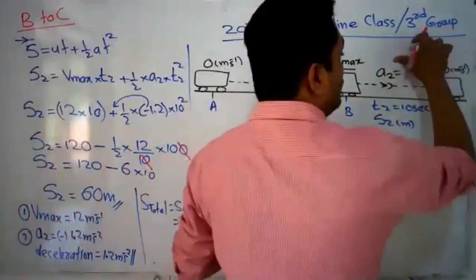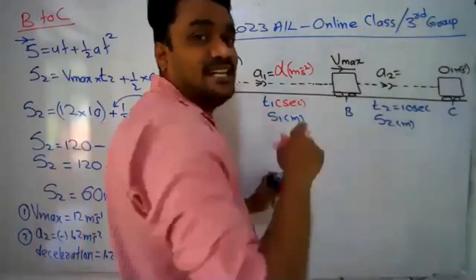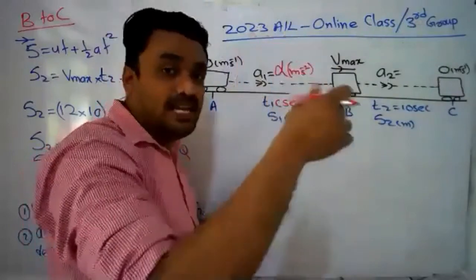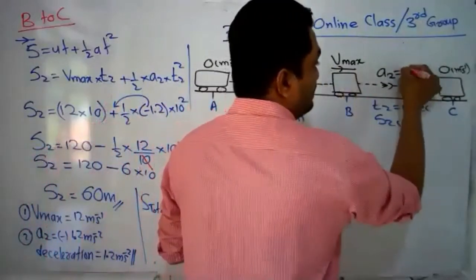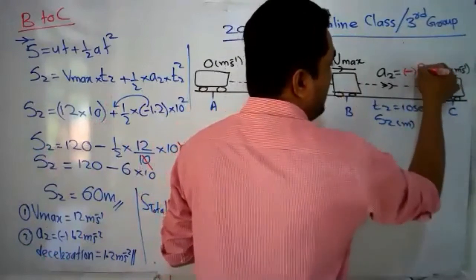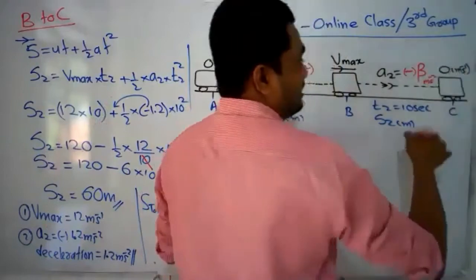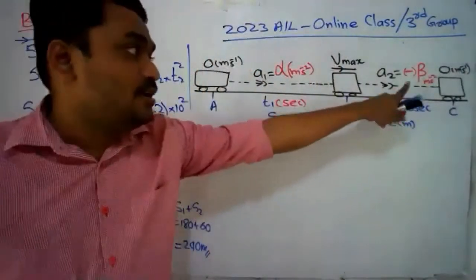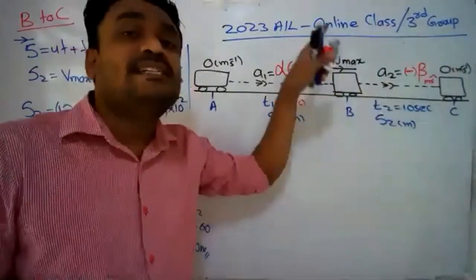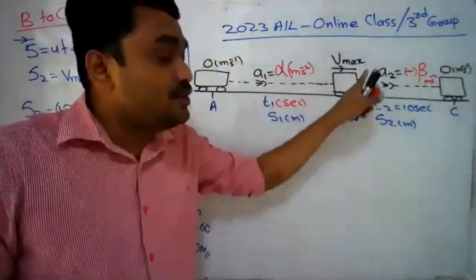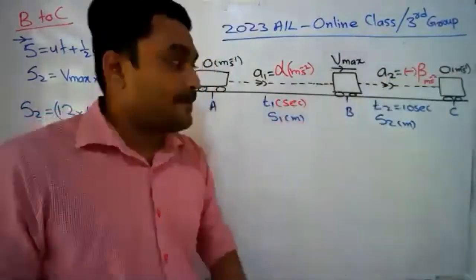So A2 is acceleration. B to C has a deceleration, and the deceleration is said to be beta. As it's a deceleration, we have to say A2 equals minus beta. The unit is meter per square second. Why did I put a minus sign there? Because it's a deceleration. A2 is an acceleration, and B to C has a deceleration. Therefore, A2 equals minus beta.